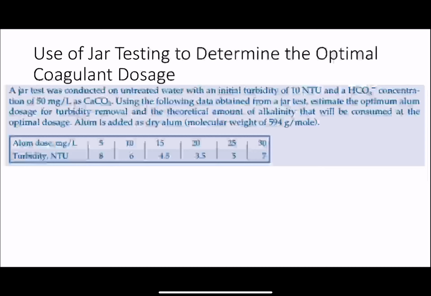Let's look at this jar test to determine the optimal coagulant dosage. A jar test was conducted on an untreated water. Initial turbidity is 10 NTU, that's huge. Alkalinity concentration is 50 milligram per liter as CaCO3. Using the following data obtained from the jar test, estimate the optimum alum dosage for turbidity removal and the theoretical amount of alkalinity that will be consumed at the optimum dosage.